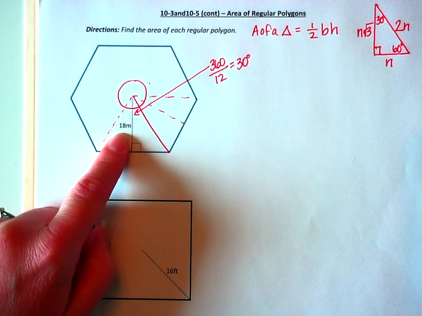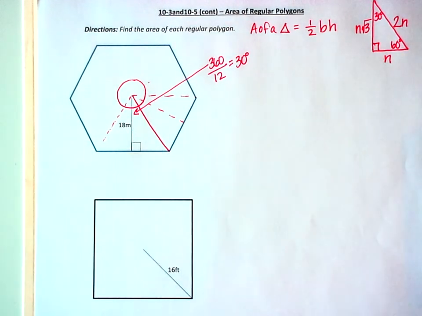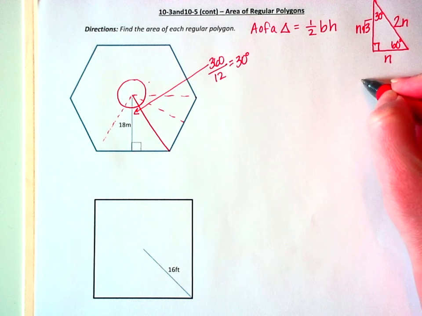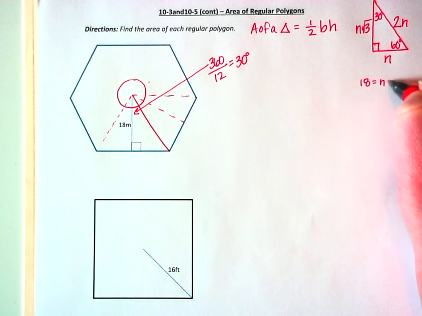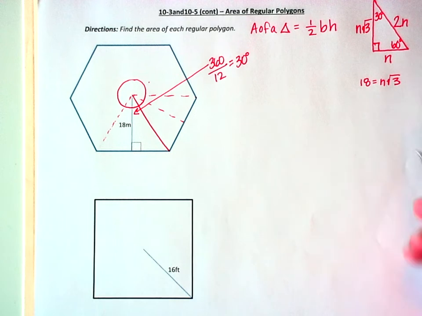So that 18 is our n square root 3 side. Okay, so I'm going to jot that down. Some of you can probably find this in your head, but if not, we'll just write an equation. 18 is n square root 3. Okay, now I'm going to solve for n so that I know what this bottom is. So to get n by itself, I'm going to divide both sides by the square root of 3.